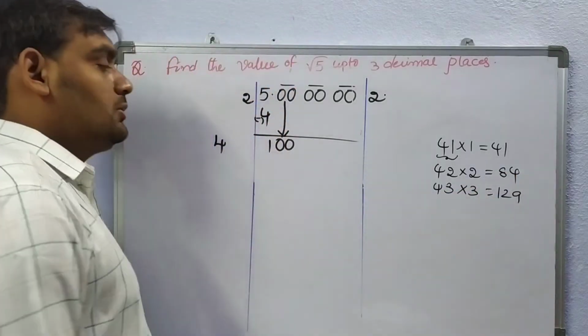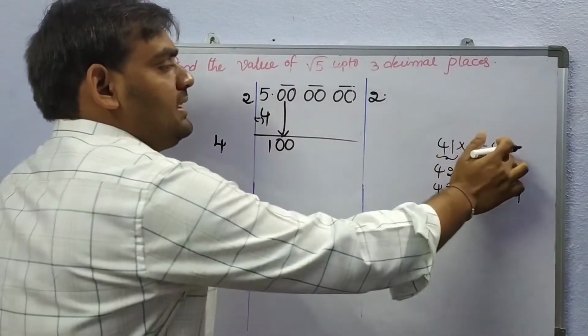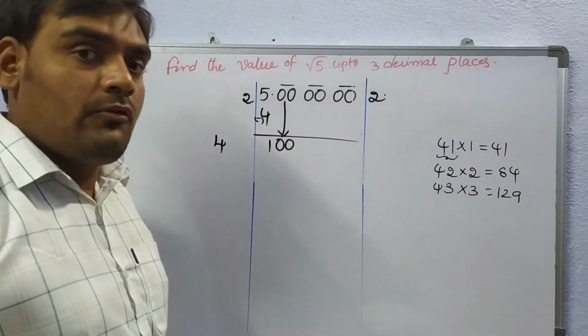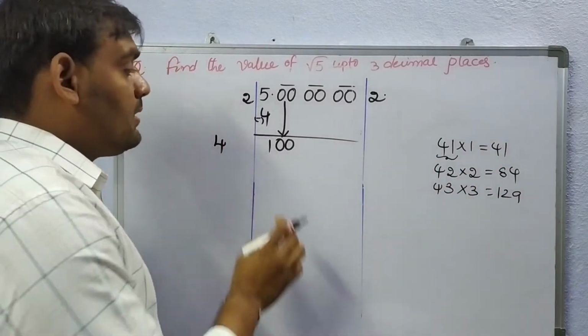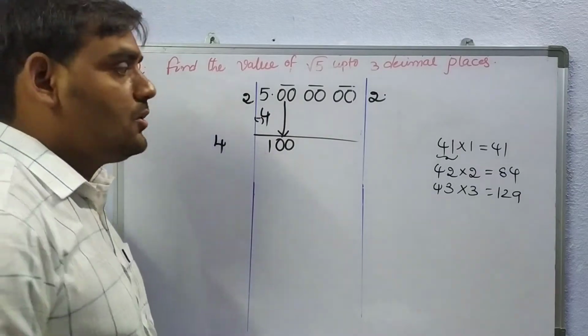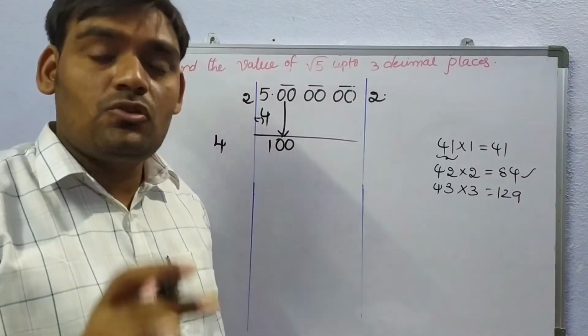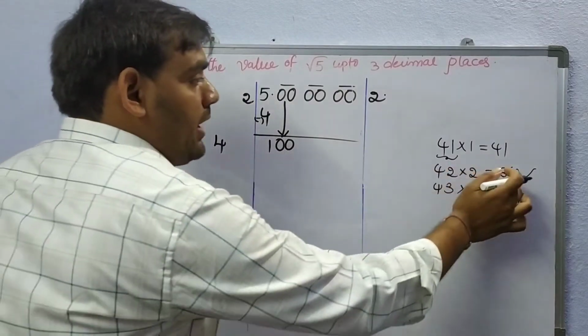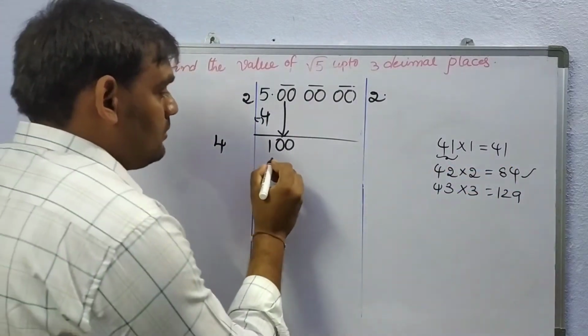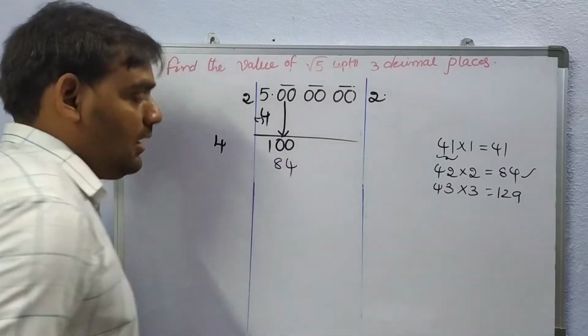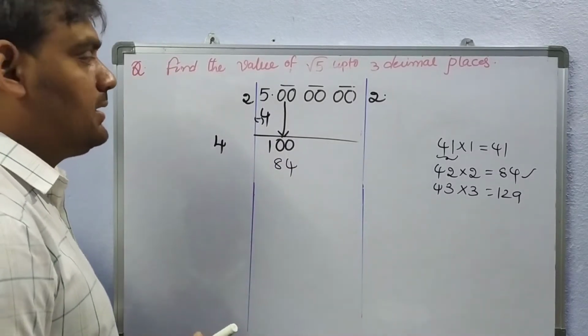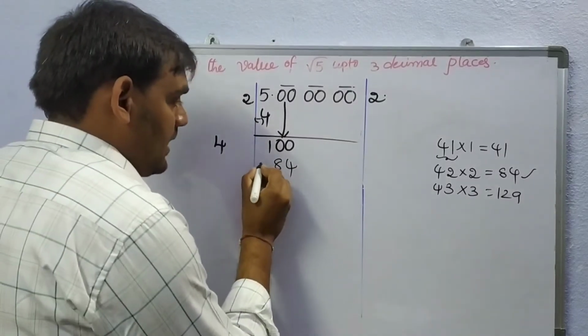So like that we got. Among these 3 numbers, which is the nearest perfect square, the nearest number to 100? The nearest number to 100 is 84, that should be less than 100. So 84 we must take. Now write here 84. After that we need to subtract.